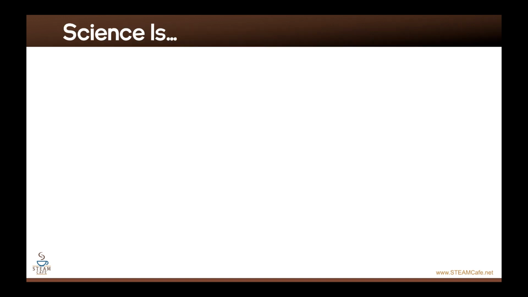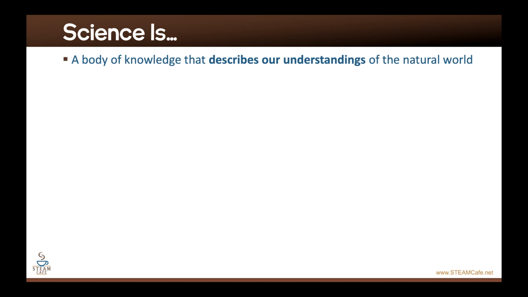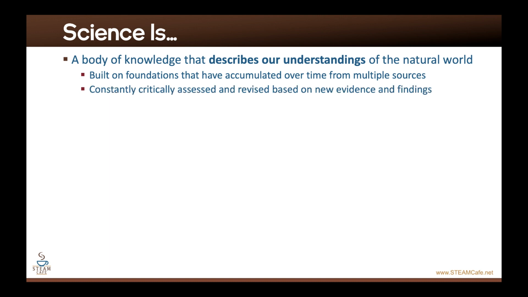Now let's talk about the three different ways that we can think of science. First, science is a body of knowledge that describes our understandings of the natural world. They're built on foundations that have accumulated over time from multiple sources, and they are constantly and critically assessed and revised based on new evidence and findings. Now, why this is so important, and one of the reasons I stress to teachers why science is very different from religion, is because this body of knowledge is constantly critiqued, assessed, revised, and reevaluated.